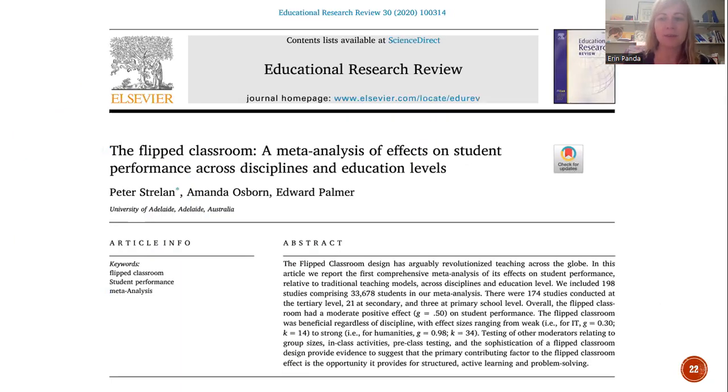Here's an article that was published in Educational Research Review. It describes the results of a meta-analysis. A meta-analysis is a type of quantitative research where they've analyzed the results of many studies to see what some patterns are across those studies. In this case, we've got the results from 174 studies looking at learning outcomes in the flipped classroom compared to a traditional classroom approach. And the conclusion that's drawn is that learning outcomes are higher in a flipped classroom approach.